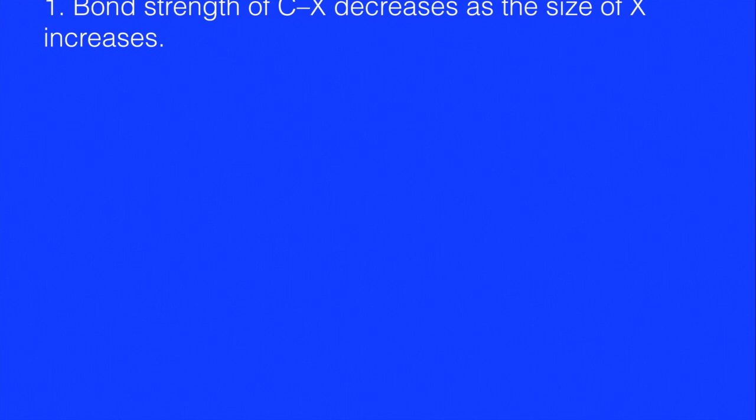As we talk about the halogens, one of the things to remember is that the bond strength of this carbon-X, this carbon-halogen bond, decreases as the size of X increases. So the bond strength goes down, meaning that a carbon-fluorine bond would be stronger than a carbon-iodine bond, because iodine is larger.